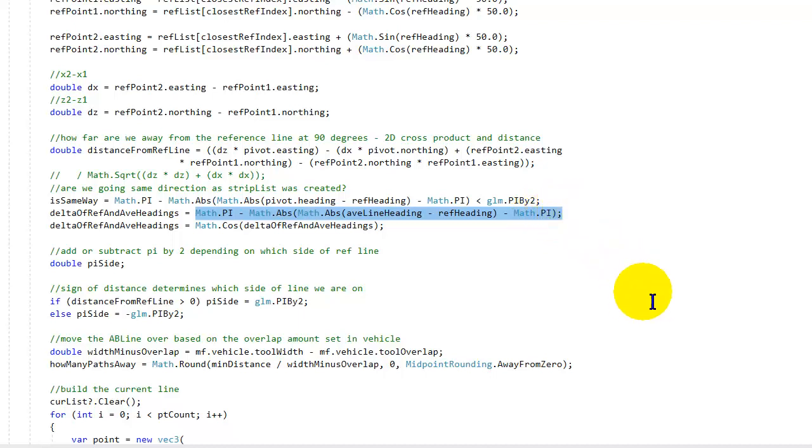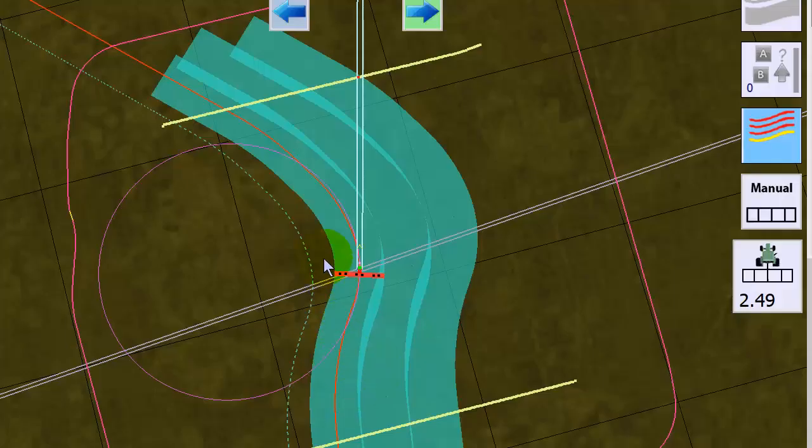So what I do is this formula. What it does is it takes the average line heading and subtracts from the reference line heading, and they should both be 0 when this is done. And then that becomes the delta of the reference and the average heading. So this is the average heading line, and then the line you're on here is the heading of the reference line. Now if it was a straight line, the reference and the average heading should be at 90 degrees.